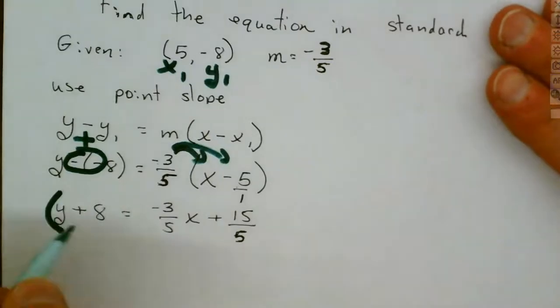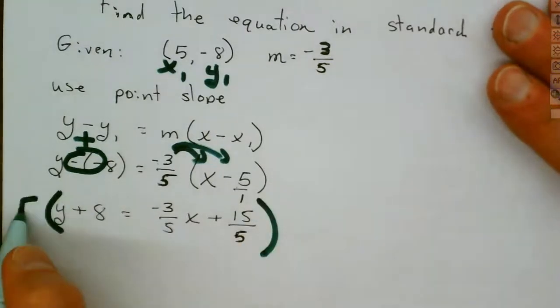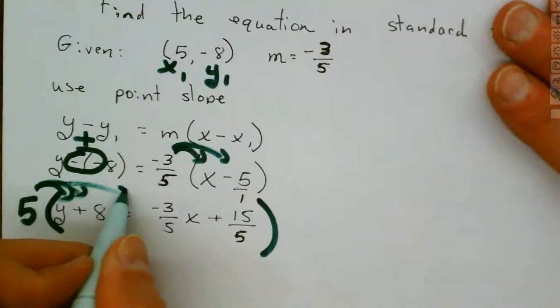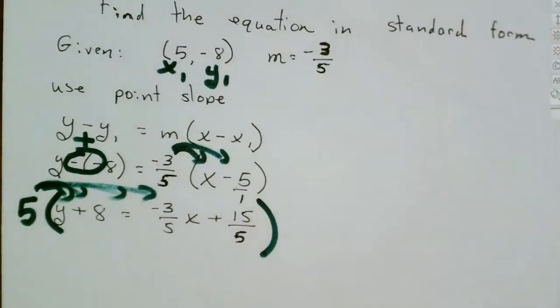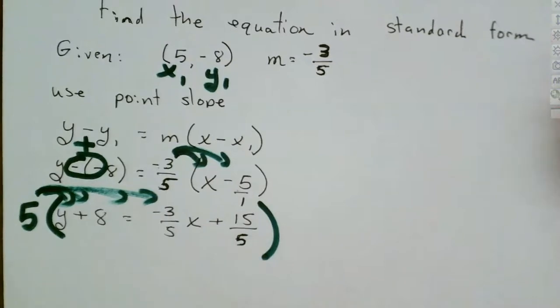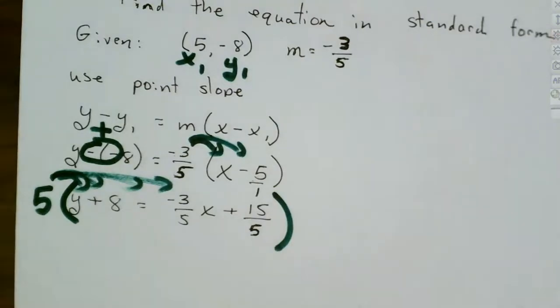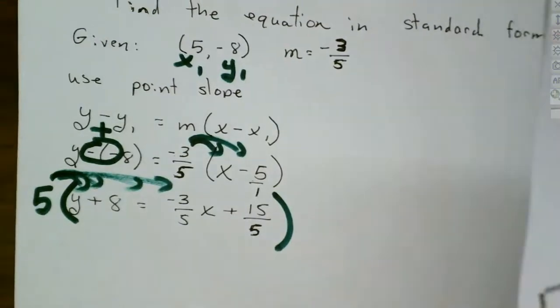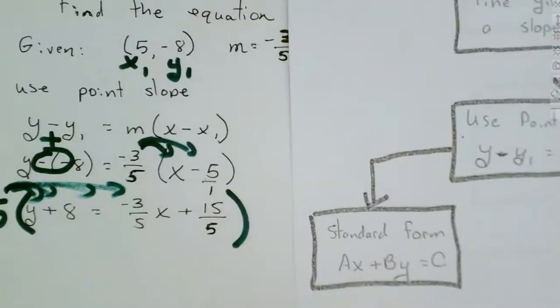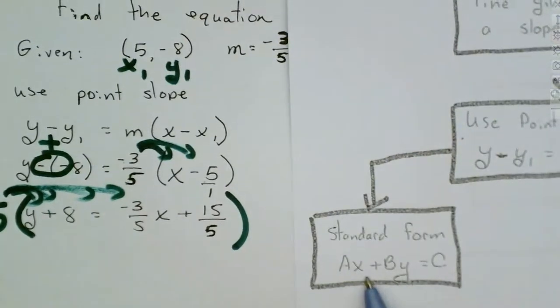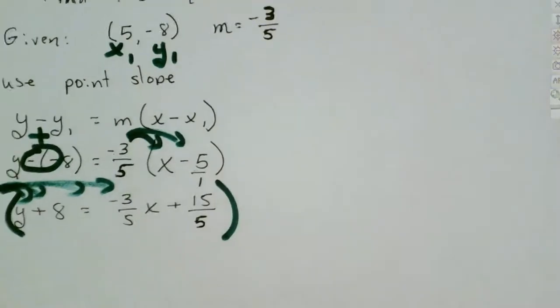How do I clear out my fractions? Yep, multiply it all by 5. But that can reduce down to 3, and that's okay. Or you can just leave it as 15 over 5. So go ahead now and distribute through and clear your fractions. Why are we clearing our fractions? Because we want this in what? Standard form. And can we have fractions in standard form? No. So let's get rid of those.